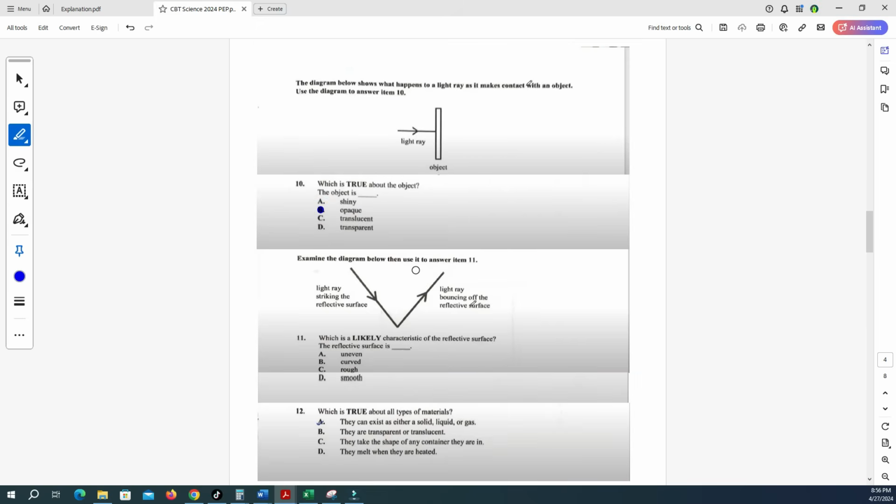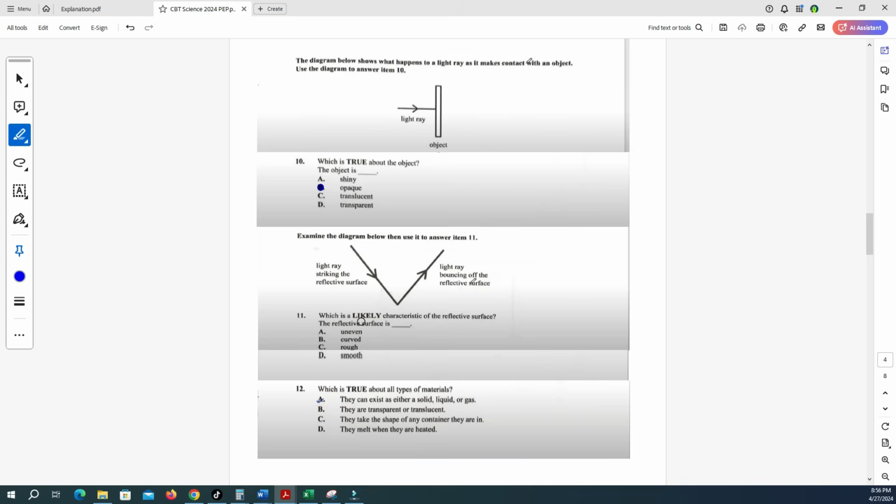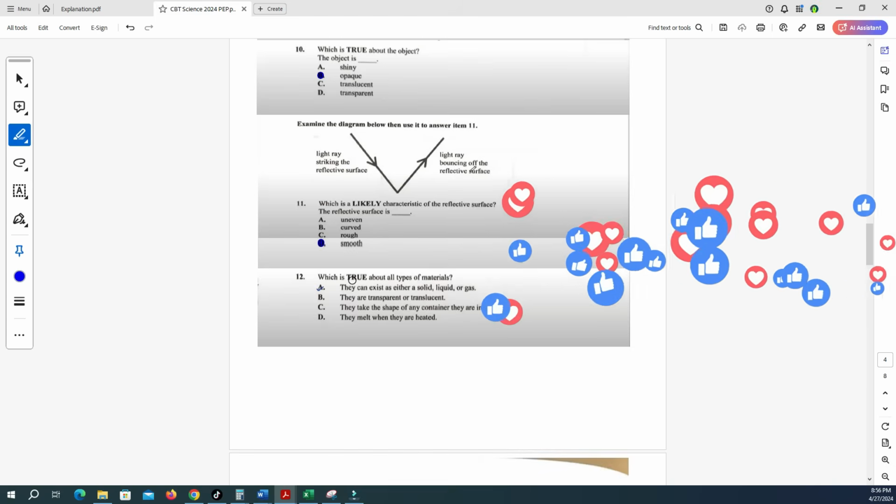Examine the diagram below, then use it to answer item 11. Light ray striking the reflective surface. Light ray bouncing off the reflective surface. Which is a likely characteristic of the reflective surface? The reflective surface is uneven, curved, rough. I'll say it's smooth. That's why it's bouncing off, reflecting.